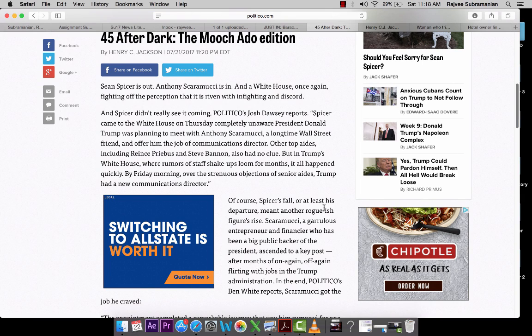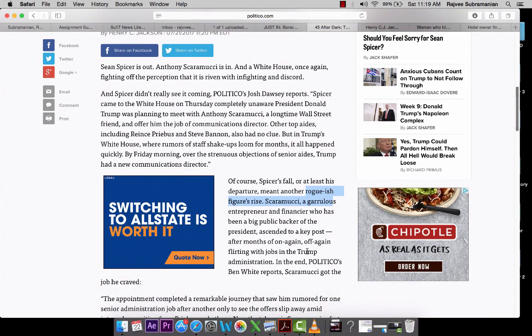I see. How can you use the word roguish for another person? That's not right. I can't say, well, Jared is a roguish guy. So you have to understand the kind of language that people use, and professional journalists avoid doing all this. Entrepreneur and financier, who has been a big public backer of the president, ascended to a key post. So it shows as if this guy has some kind of affiliation with the president, and this is all allegations. We really don't know whether this is true or not. So this is completely the author's opinion.